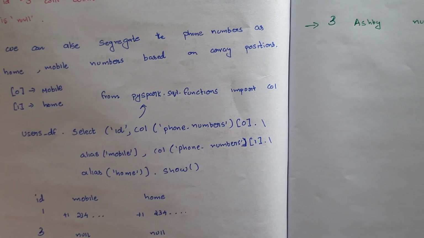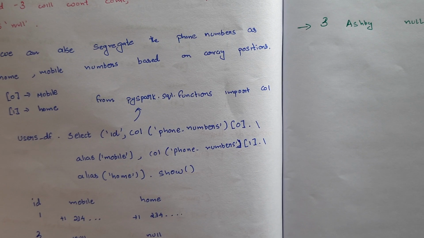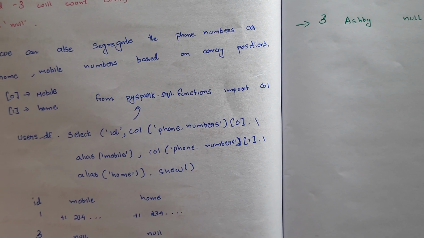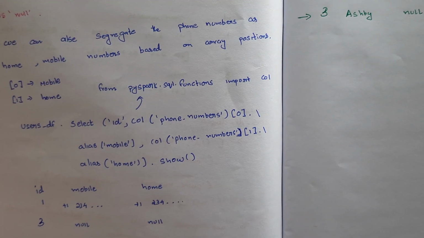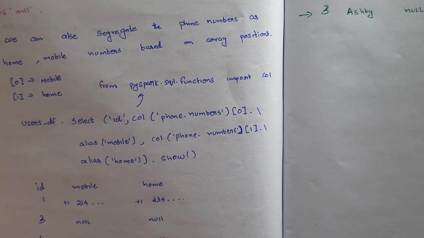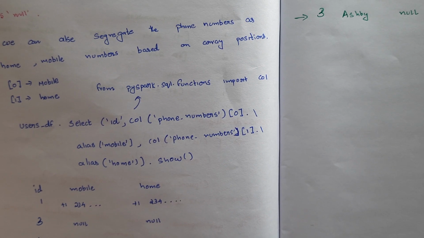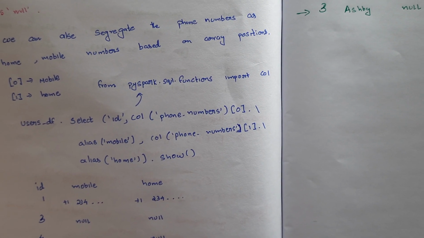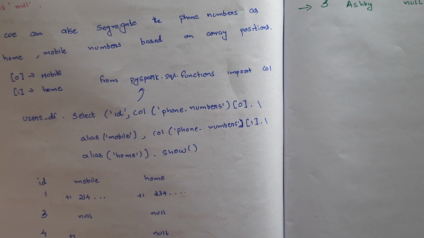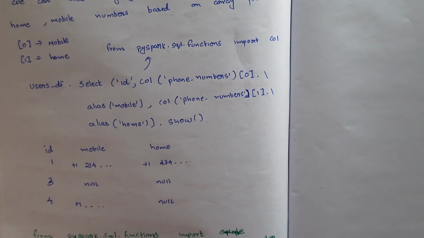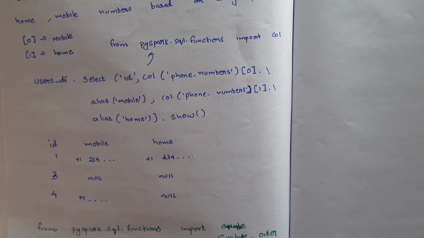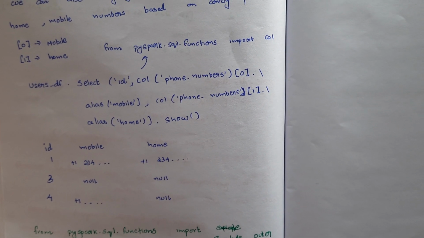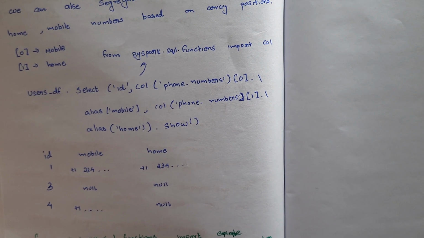For this we first import col from pyspark.sql.functions, then user_df.select. I'm selecting the id column first, then selecting the column phone_numbers at array position 0 and aliasing that as mobile, and array position 1 aliased as home. Then I'm showing the result. If you see here, for id 1 I'm getting only one row, and instead of the phone number I'm getting mobile and home numbers separated.